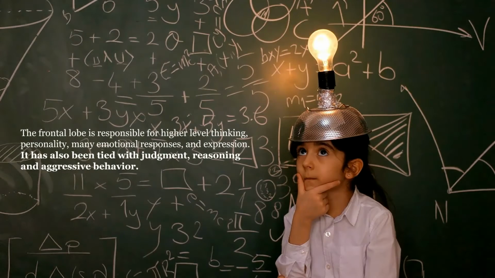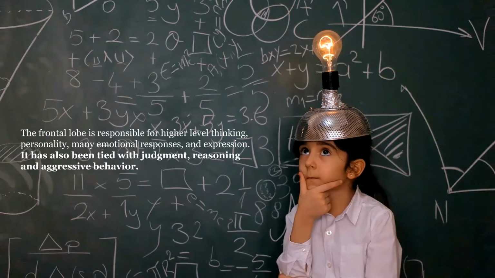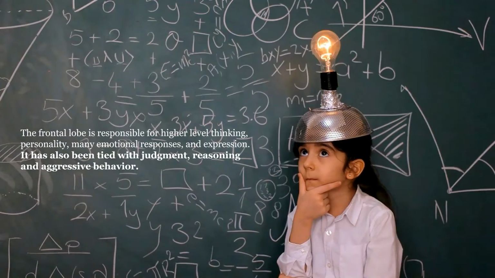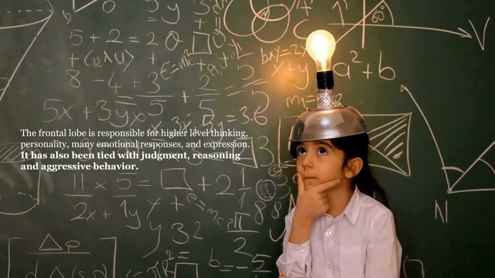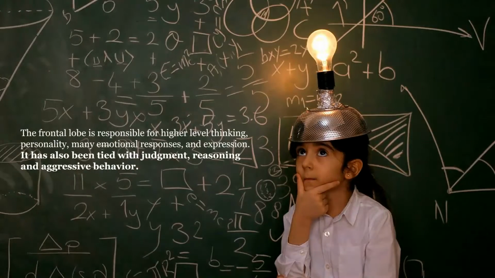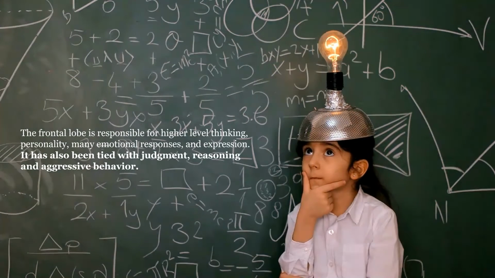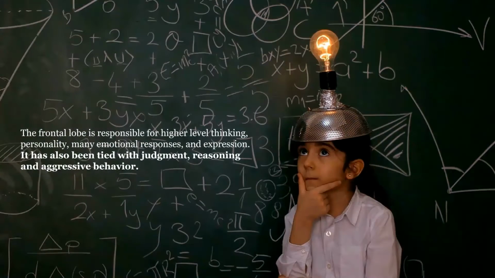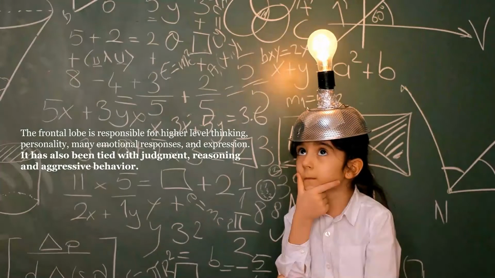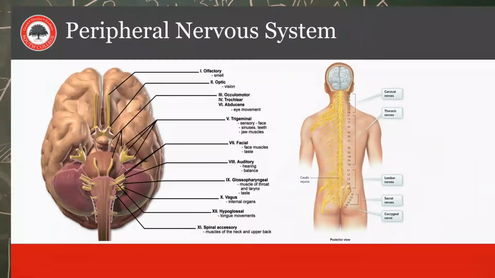The frontal lobe is your personality, intelligence, and higher level of executive thinking. It is also involved in emotions and expressions of speech. It has been shown to be related to judgment, reasoning, and aggressive behaviors. For the exam, you need to know what each lobe does in the brain and which side of the brain is responsible for speech normally.